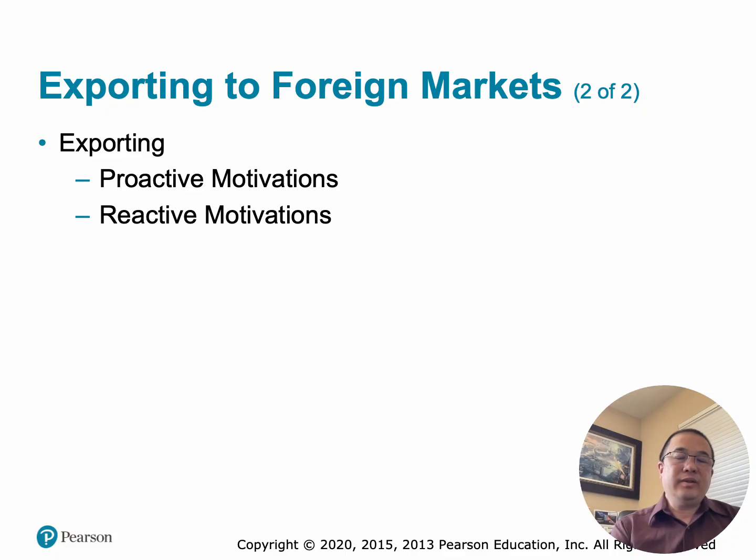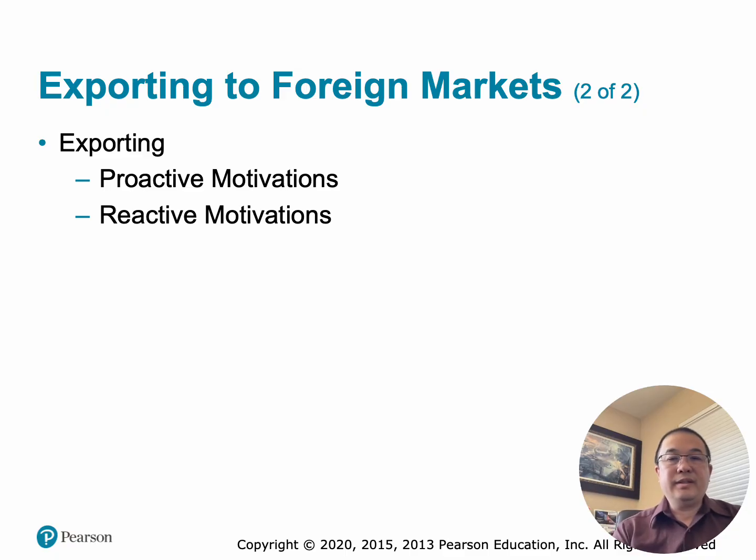Number two, reactive motivations. These occur when firms export because they feel pressure to do so. Rather than seeking opportunities, they are responding to circumstances. So here are the common reactive motivations. The first is excess production capacity. The company may have unused factory capacity and wants additional sales. As an example, a manufacturer producing 100,000 units but selling only 70,000 domestically may export the extra 30,000 units.